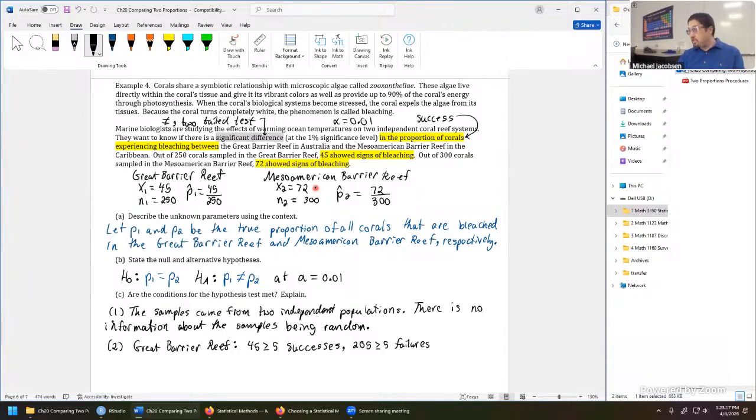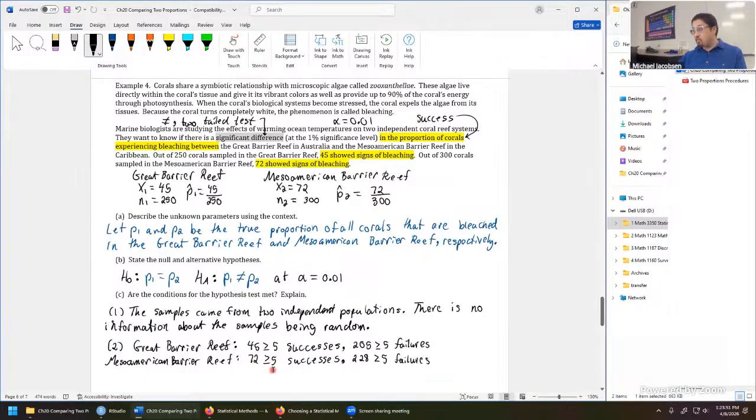So let's just write this out just to get it down on paper. For the Mesoamerican Barrier Reef, we have 72 greater than or equal to 5 successes. And sample size is 300, so that would imply 228 greater than or equal to 5 failures. So I'm writing greater than or equal to 5, just as a reminder, that's the condition we had to pass on all 4 of those counts.